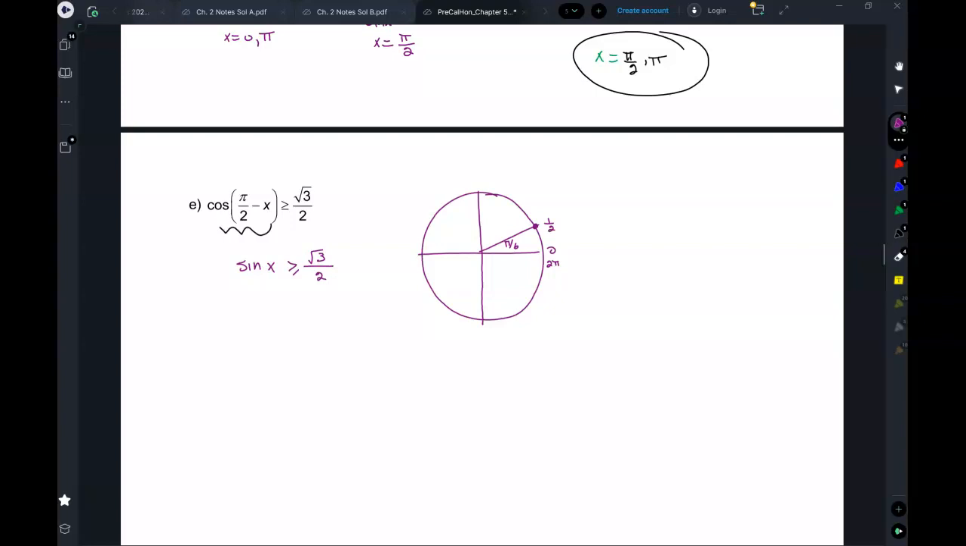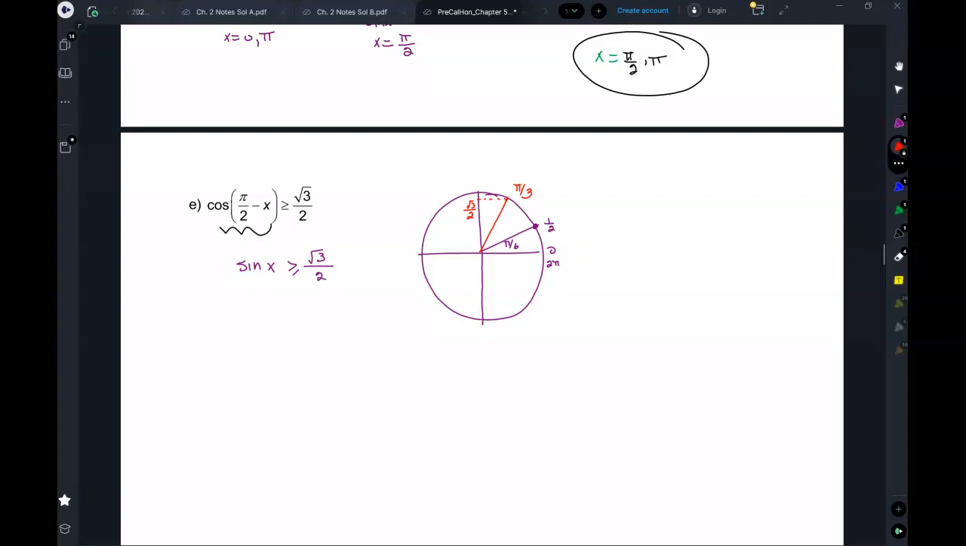Okay, so is that less than or greater than root 3 over 2? Less than, so I need to go further up, yeah? At what angle will the y value equal root 3 over 2? Pi over 3. At pi over 3, the y value is root 3 over 2. If I go higher than this, is the y value going to increase or decrease? Increase. Is that the region I want? Yes, that's the region I want.